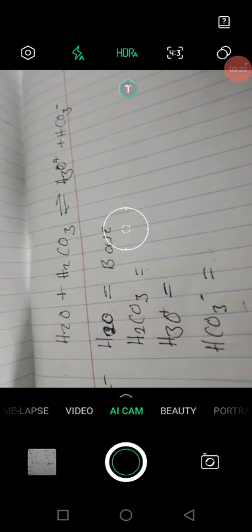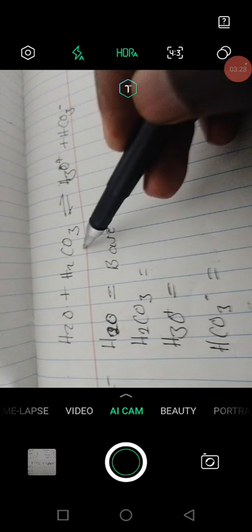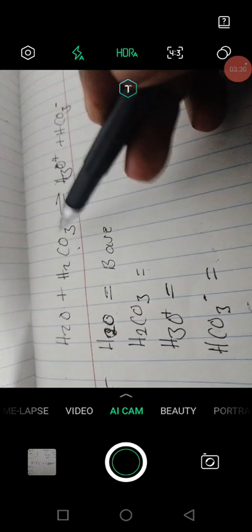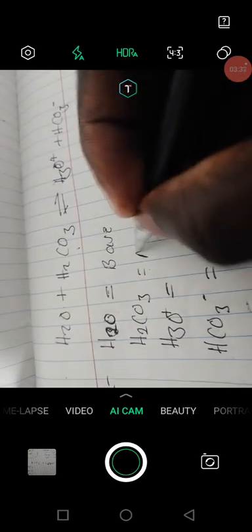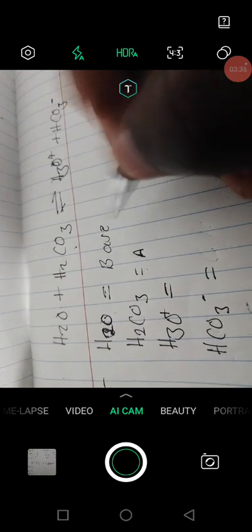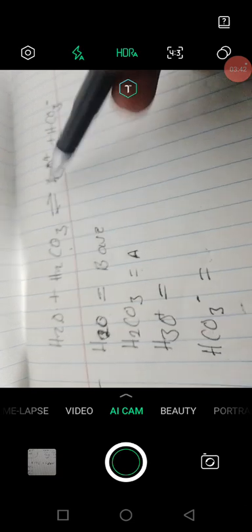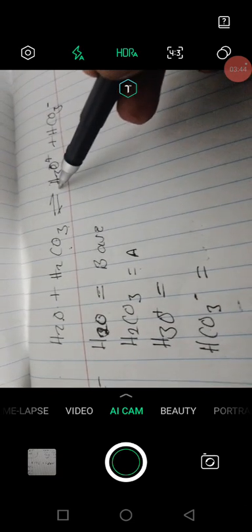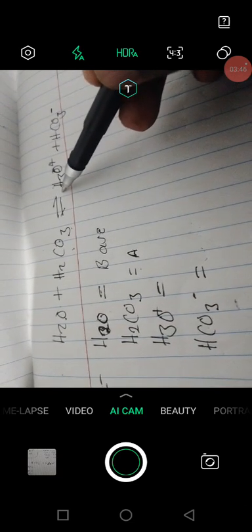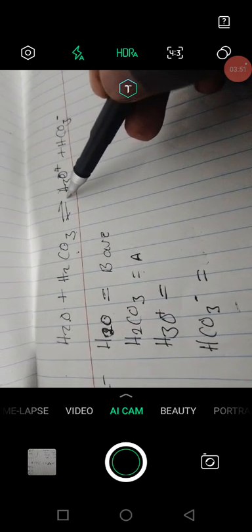I'm using symbols here for the sake of time. Carboxylic acid, from the word itself, is an acid. You cannot have two acids or two bases, you just have to have one acid and one base. So here it's a spontaneous reaction, a dynamic equilibrium reaction, or reversible reaction.